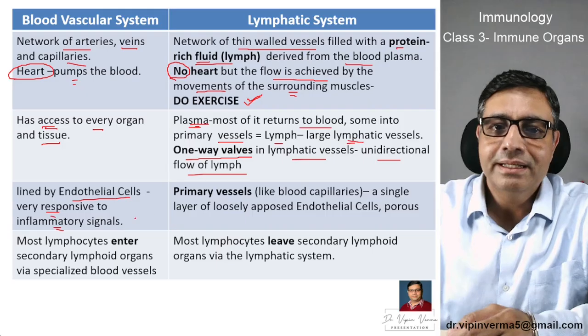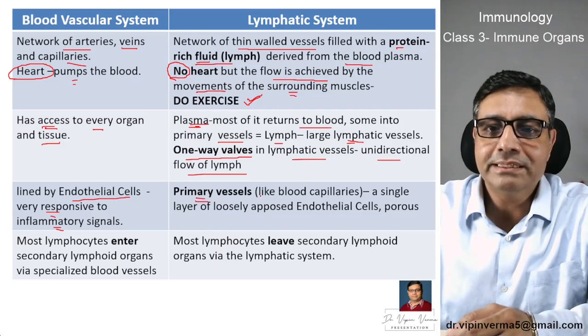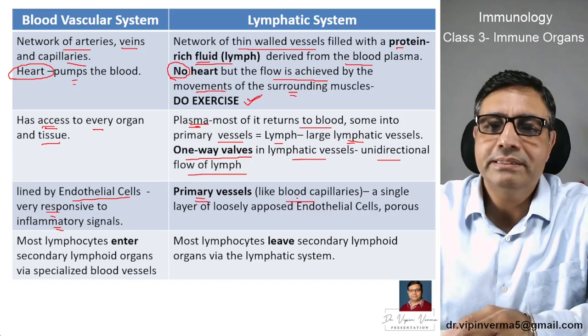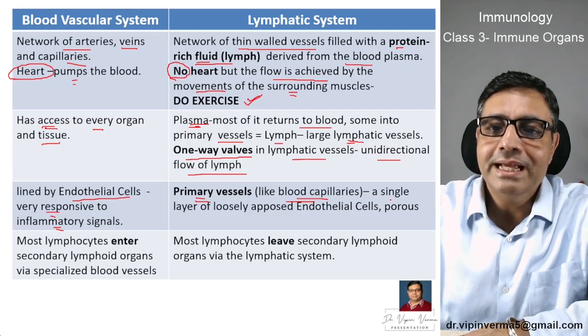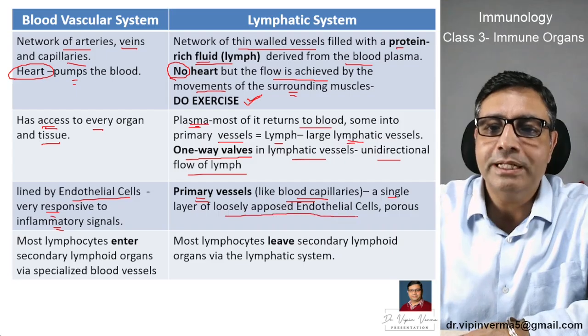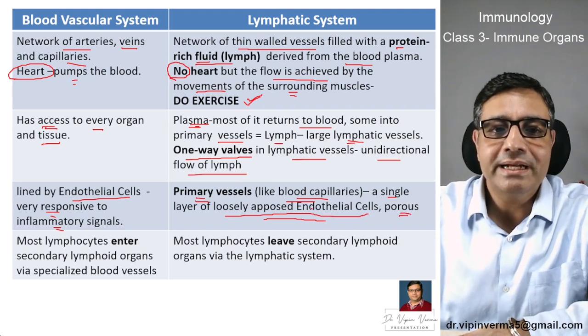While in the lymphatic system, the primary vessels are like blood capillaries, and you know that capillaries are very thin. So the primary vessels are very thin, and there is a single layer of loosely opposed endothelial cells, so very loosely opposed, and they are porous, so that the cells and the plasma can easily migrate.